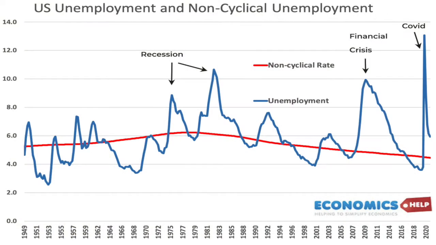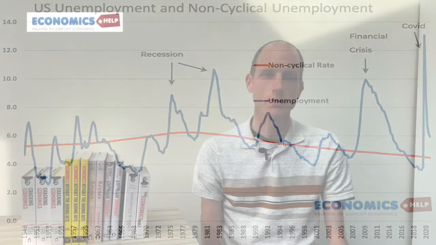Now, moving on to supply side policies, this is for when the economy may be at full employment, with positive economic growth, but there's still structural and frictional unemployment. And the first policy, which is fairly uncontroversial, is spending on education and training.